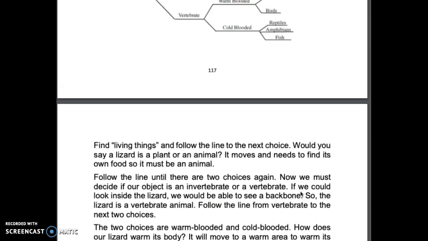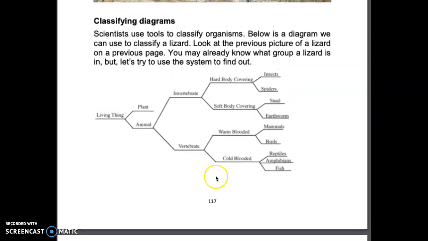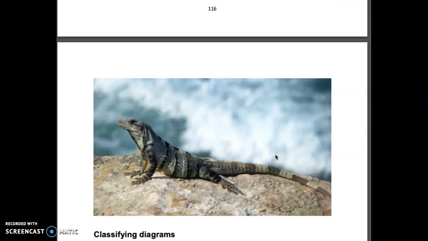Okay, so going back to our diagram, remember we started with the first step. We said that this lizard was an animal. We said that this lizard has a backbone. We said that this lizard is cold-blooded. And we said that this lizard is a reptile. As we know, it is not an amphibian and it's not a fish. Congratulations on using a diagram to classify this living thing.